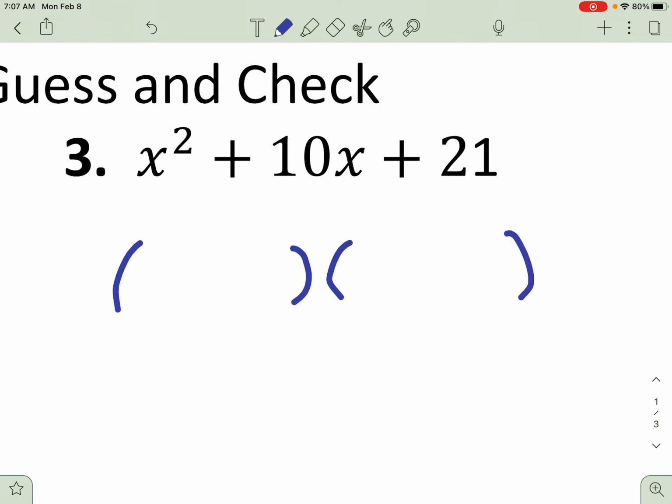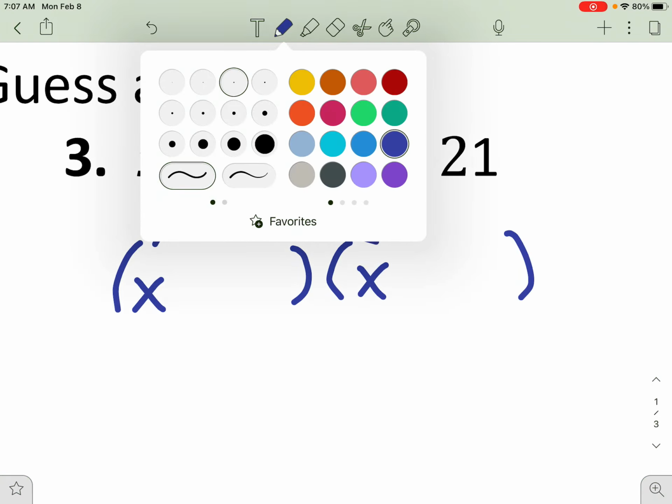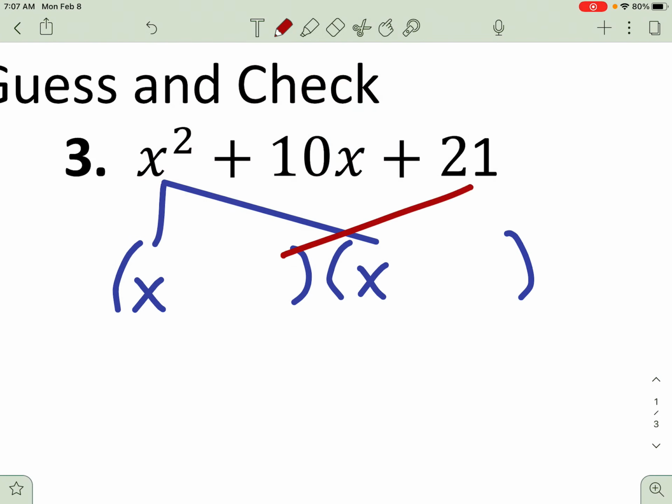So first thing you want to do, split this up into two sets of parentheses. Okay, I've called this in the past the cat method because it'll look like a cat at the end, but really all you're doing is splitting it up into two parentheses. Now, we're going to look at the first term and the third term. The first term is x squared, right? So x squared splits up. What two things multiply together to give you x squared? Well, x and x, right?